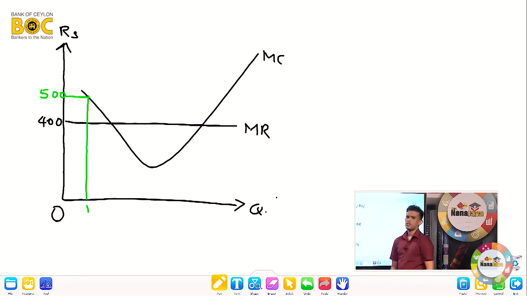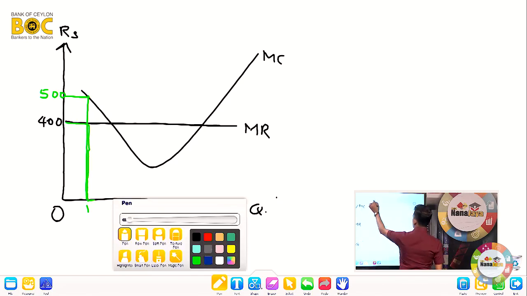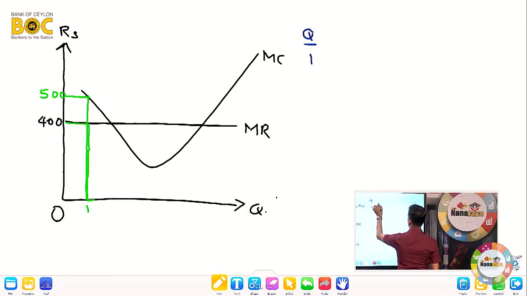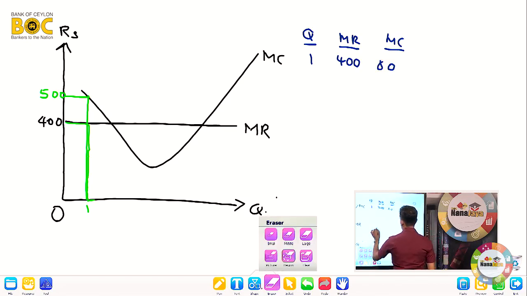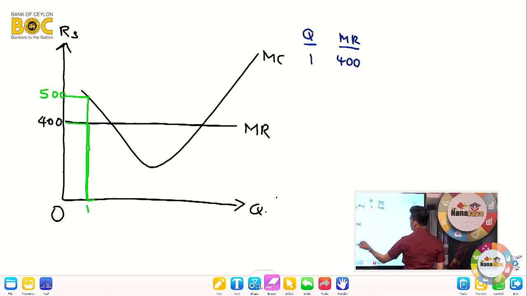So, the additional cost incurred to produce the first unit is 500 rupees. But in order to calculate the marginal revenue of the first unit, we should go along with this one unit to the marginal revenue curve and identify the value. Therefore, if this firm produced one unit, the marginal revenue of that unit is rupees 400 and the marginal cost of that unit is 500 rupees. Marginal cost of producing that unit is how much? It is 500 rupees.